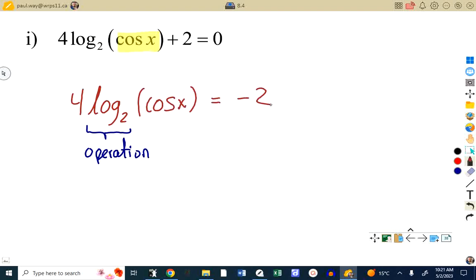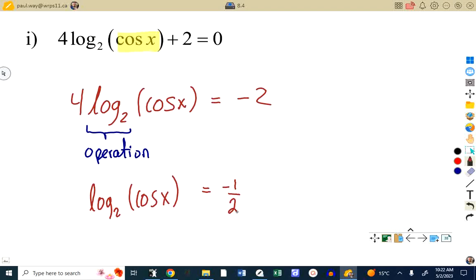Before I can unpeel that operation, I need to divide both sides by 4. So now I get log base 2 of the cosine of x is equal to negative 2 over 4, which is negative 1/2. And now I have to peel off that operation. I don't believe I've talked to you about this before, but if it's a square root, you square both sides. If it's squared, you square root. If it's plus 5, you subtract 5. The opposite operation to base 2 logarithming is to write it in exponential form, that's all.